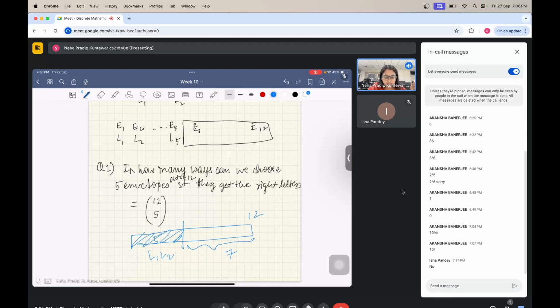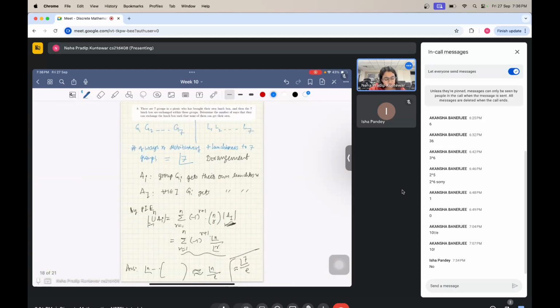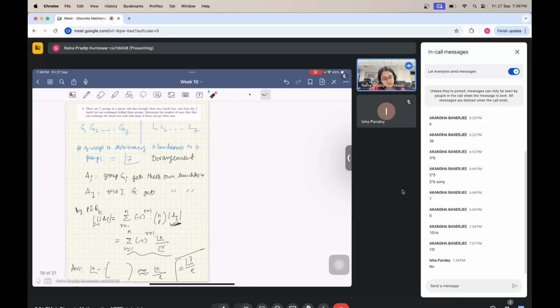And what do we mean by that? This is exactly the same as finding the number of derangements for n equals 7. And what do we know from the previous examples, the two or three examples that we saw? We know the answer for this is n factorial over e, which in this case is 7 factorial over e.